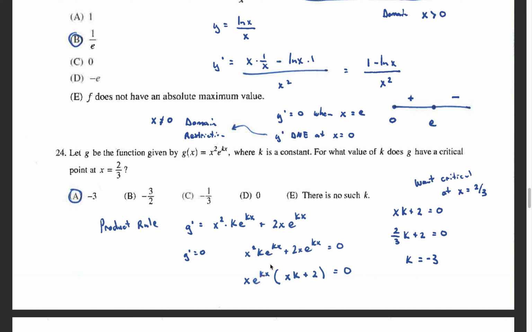This exponential is never 0. There's no value, so I didn't really have to worry about that. I really just want to worry about this. Whenever this is 0, of course, that's going to be 0 because you're multiplying.